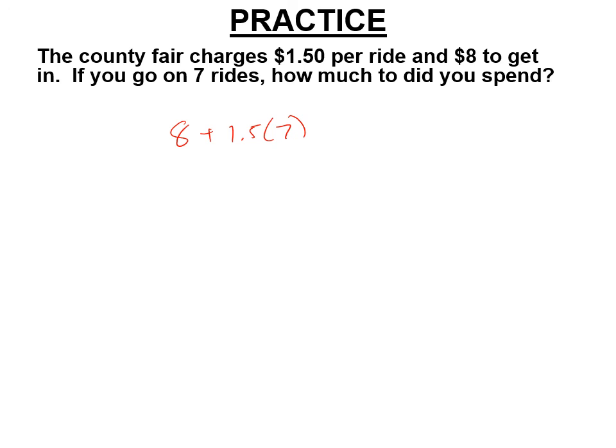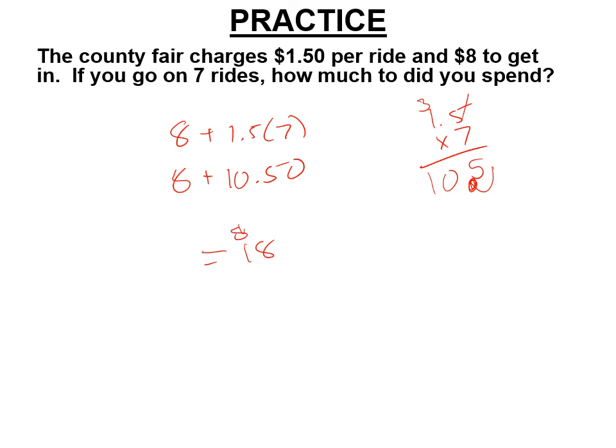1.5 times 7. Yeah, you don't want that 0 there when you are multiplying. It just makes a bunch of zeros. 5 times 7 is 35. 7 times 1 is 7 plus 3 is 10. Move the decimal. So it's going to be $10.50 for all the rides. I'm going to put that 0 now because I'm going to add, right? $8 plus $10.50 is obviously $18.50. But to show the math, you would line up your decimal points like that.